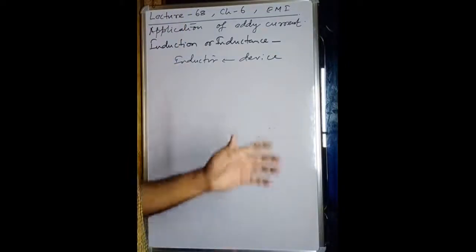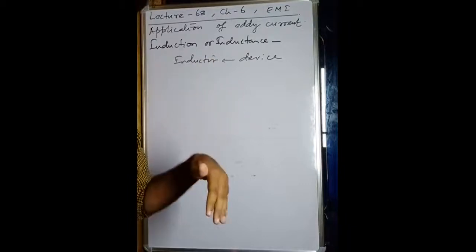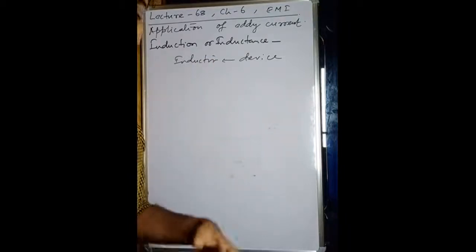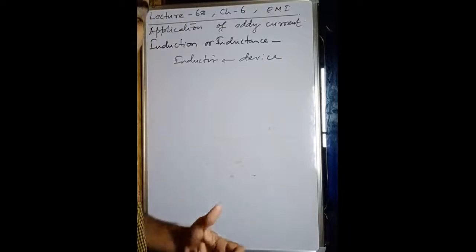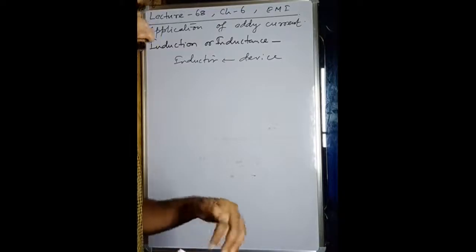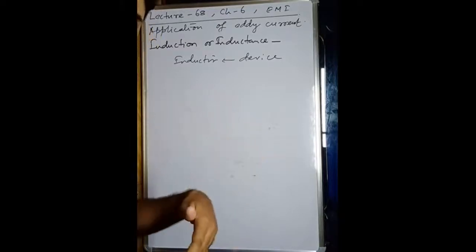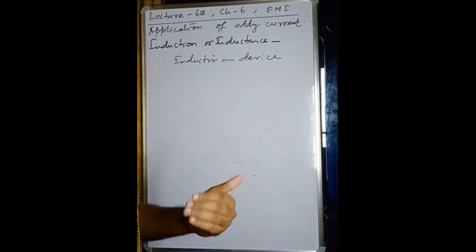And this device works the same as the capacitor works. Actually, the capacitor works to store energy, and which type of energy? It is the electrical energy in presence of an electric field, and this inductor is used to store energy in presence of a magnetic field. That is the magnetic energy in presence of a magnetic field.